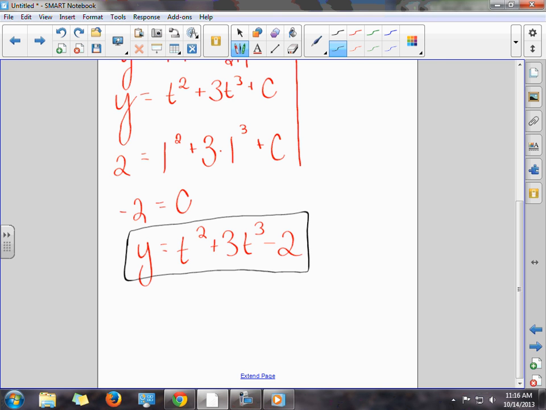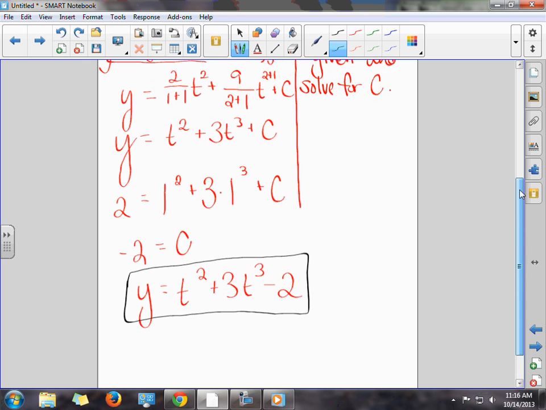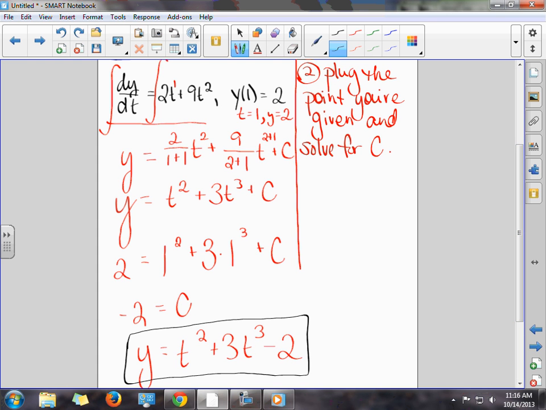You would actually call this a solution to a differential equation, because we started out with a derivative, and that equation is called a differential equation. When we're able to solve it for y, that is our solution. You can have lots of solutions to a differential equation, but this is a particular one because we're given an initial condition, and so it's just one solution.